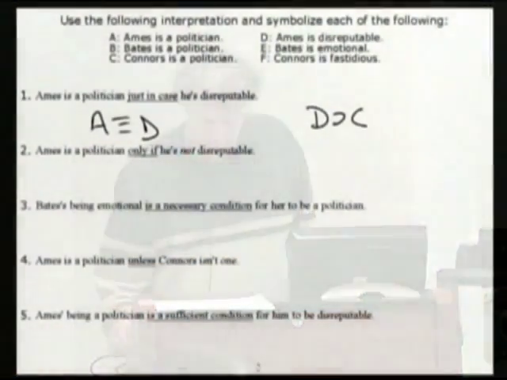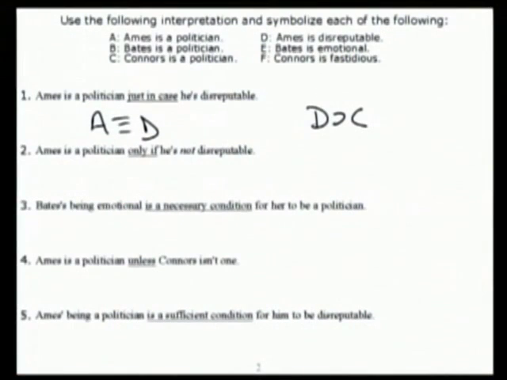Anybody? What if I said it? In case Ames is disreputable, he's a politician. How about that? Does that help? Implies. Yeah, it implies. Which implies which? In case he's disreputable, he's a politician. Disreputable implies politician. Yeah. So that one would be, I'll just write it over here. If I said, Ames is a politician in case he's disreputable, that's just a different word ordering from in case Ames is disreputable, then he's a politician. So it's not C. So that would be D horseshoe A.